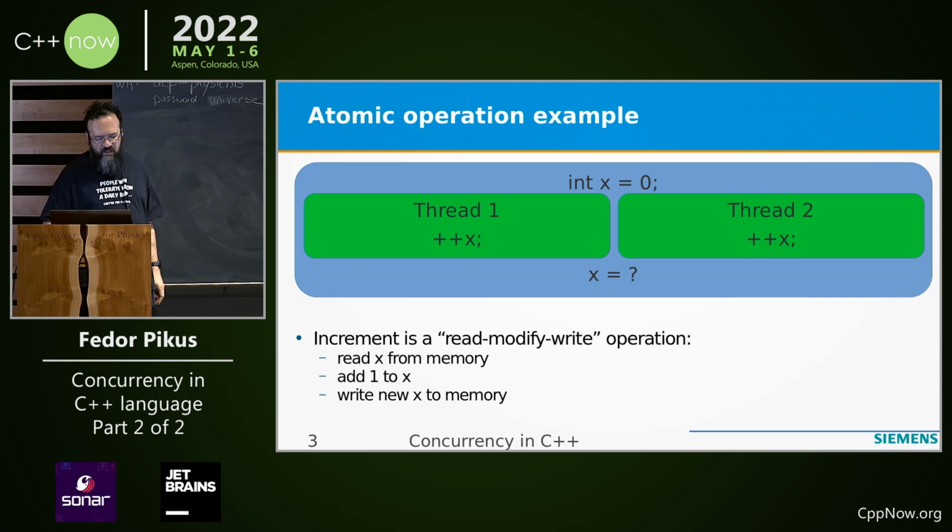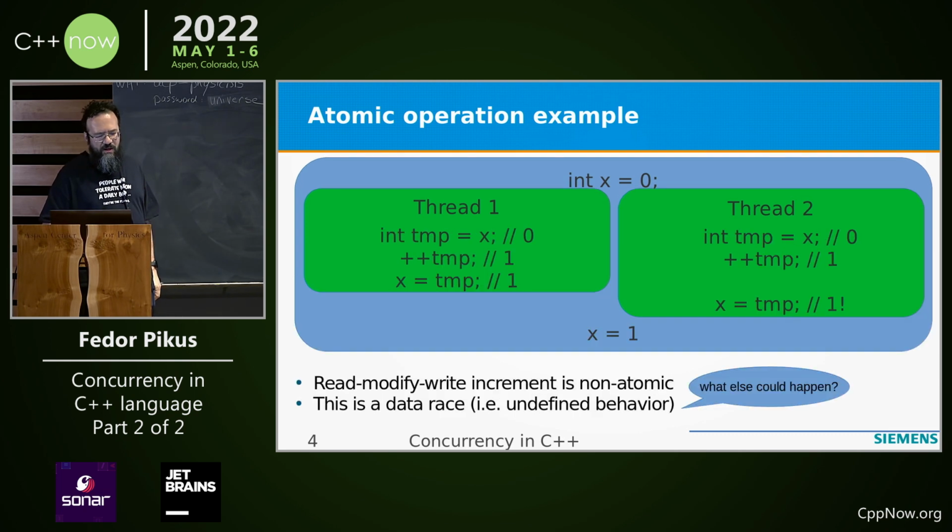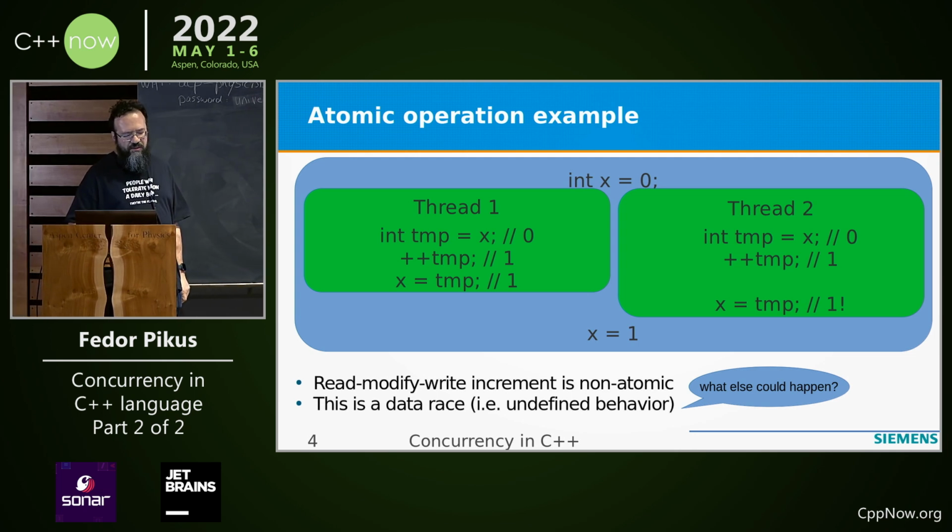So this is basically what I was talking about. You do a non-atomic increment, both threads read 0, both threads compute 1, both threads write 1. The final result of incrementing twice is 1, not what you want.